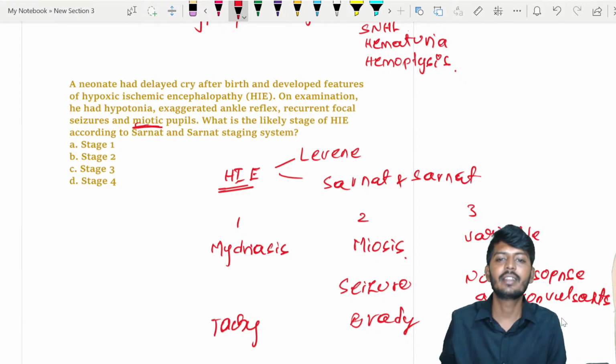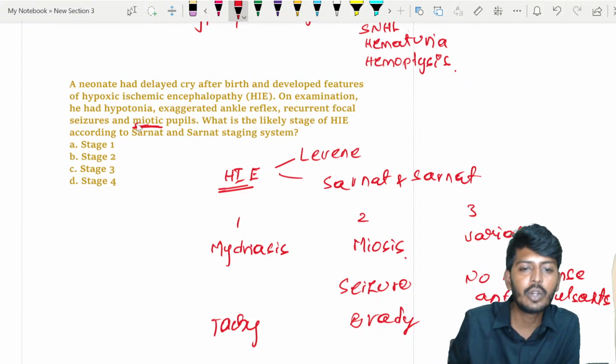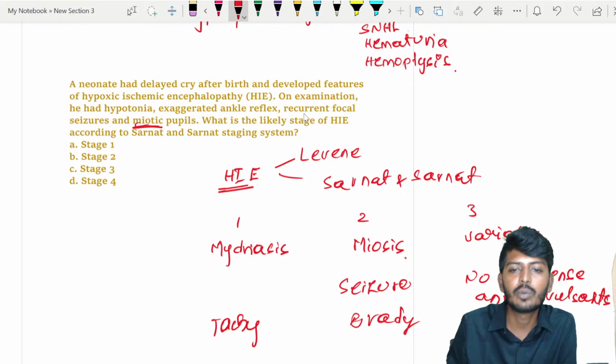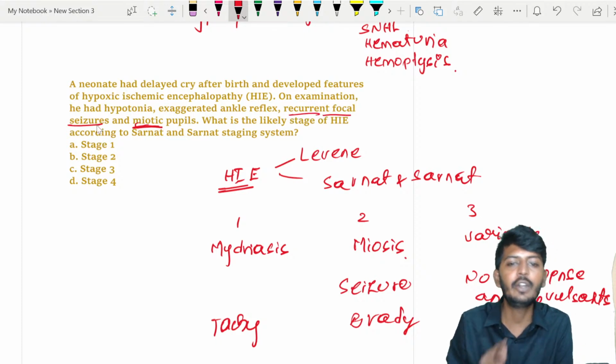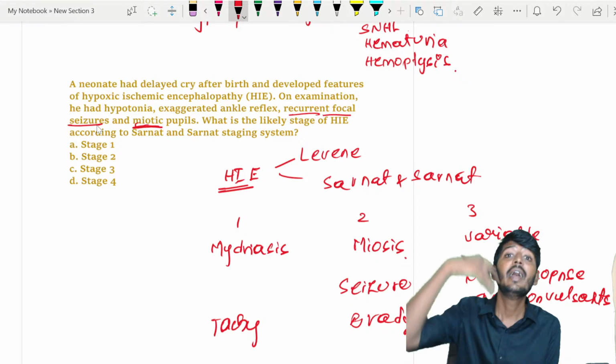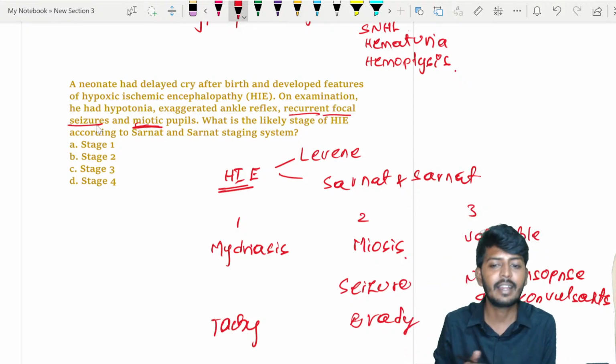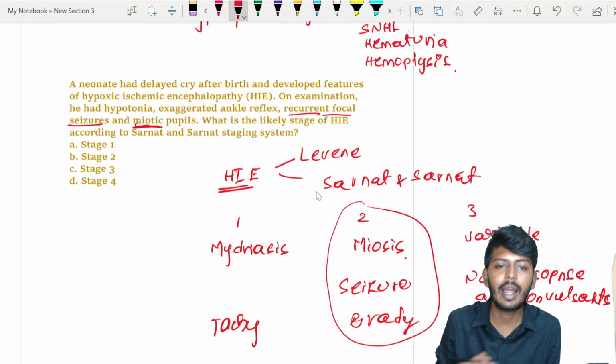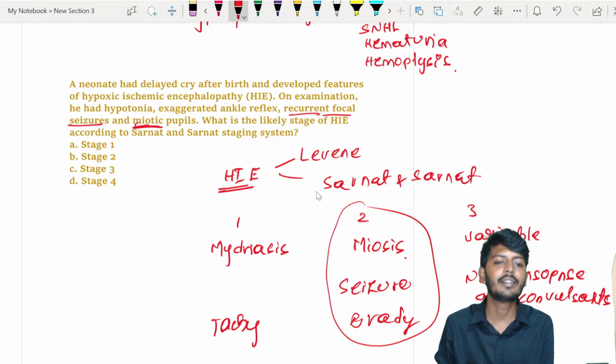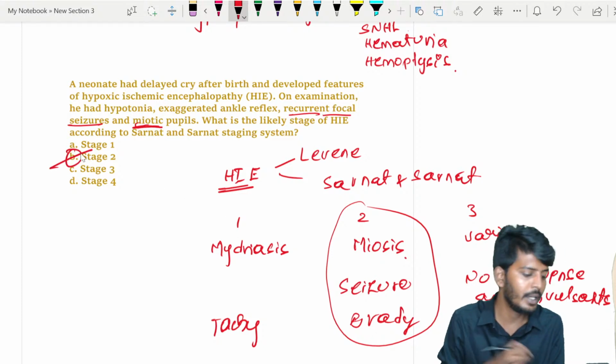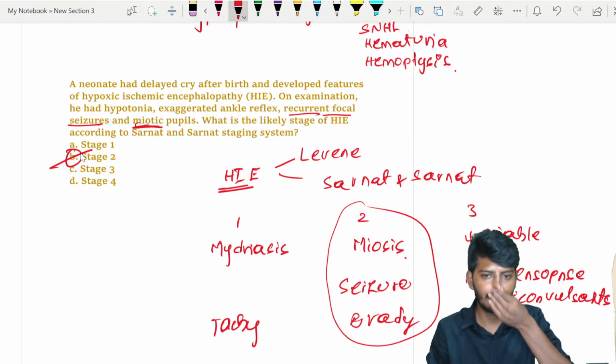These are the things we need to remember. Miotic pupil, and also one more thing, recurrent focal seizure. They are not telling us there are continuous seizures or anything like that. So miosis, seizure, and also dystonia, so that answer will be stage 2. You are absolutely correct, Ishan. The answer is stage 2.